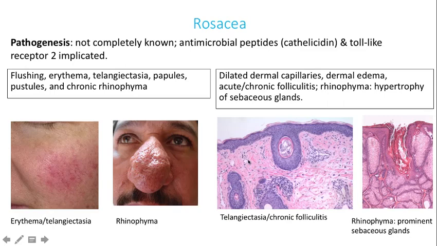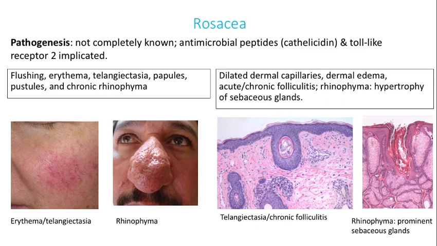So when we look at the dermis of somebody with rosacea, you will see dilated vessels. There's often some pallor to the dermis. This is edema. Dermal edema can cause the papules, and you can also get some inflammation. Usually it's chronic inflammation, lymphocytes and macrophages around the hair follicles that can cause these papules. If you do have pustules in rosacea, you would have neutrophils within the hair follicles.